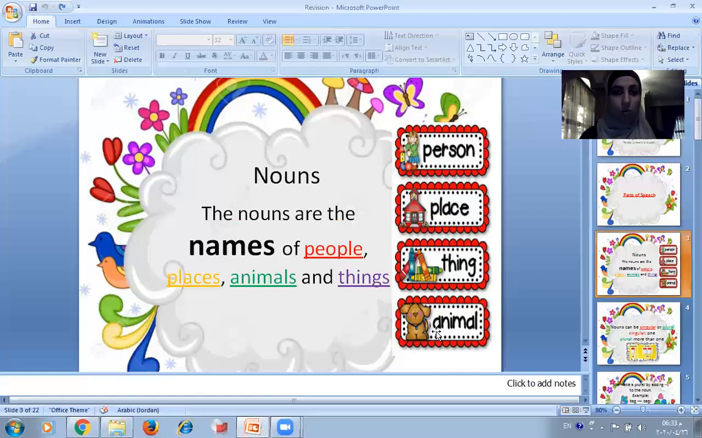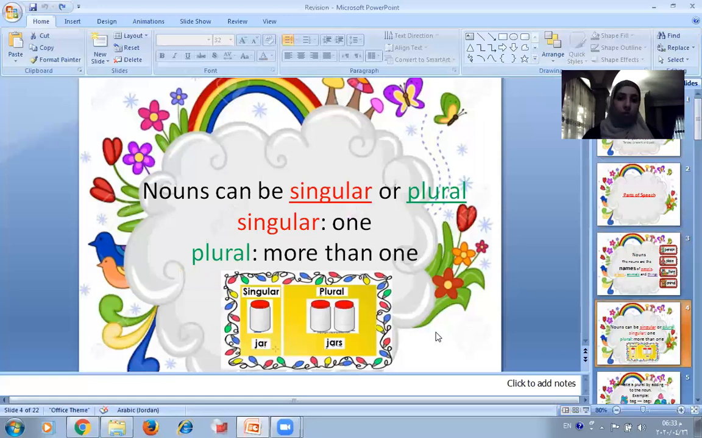So the nouns are the names of people, places, animals, and things. Okay, very well. Now the nouns, they can be singular or plural. Singular, that is number one, or plural, that is more than one. Like one jar, two jars, three jars, four jars.